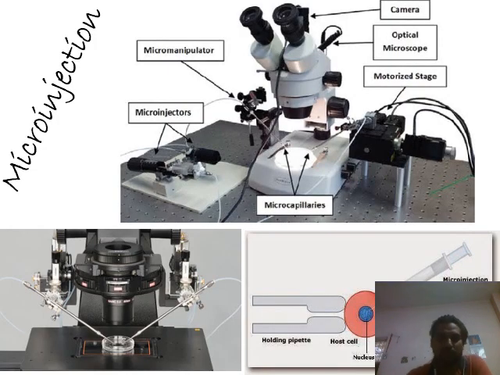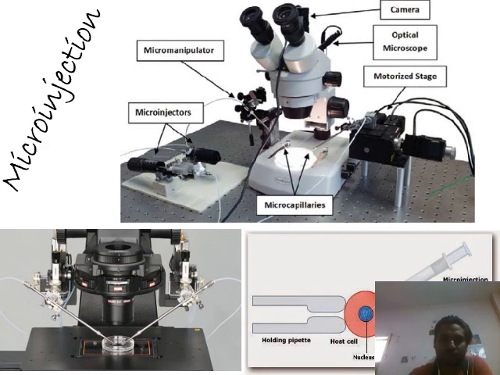Now the microinjection. When we talk about microinjection, there is a holding pipette and the host cell in which we are going to transfer the DNA. By microinjection we can transfer our specific DNA into a single cell. By using the holding pipette we can hold the cell, which mainly works on the principle of suction, and by using the micro needle we can transfer our DNA directly inside the host nucleus.